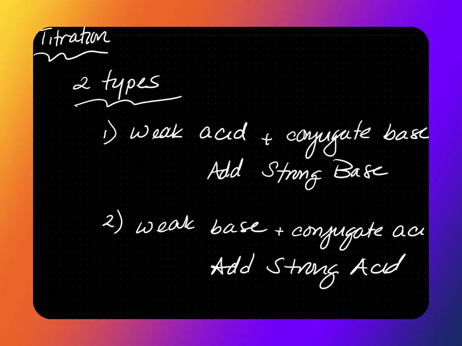In general, there are two main types of titration that you will normally see. Number 1 is a weak acid and its conjugate base, and you will add a strong base to it. Number 2 is a weak base and its conjugate acid, and you will add a strong acid to it.